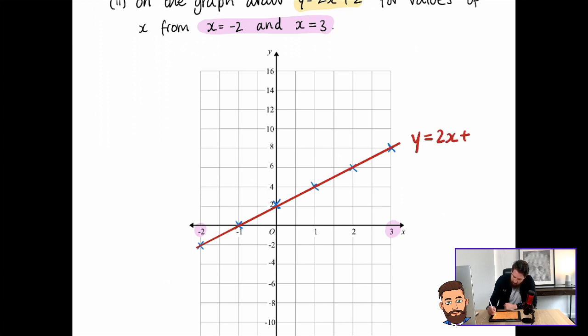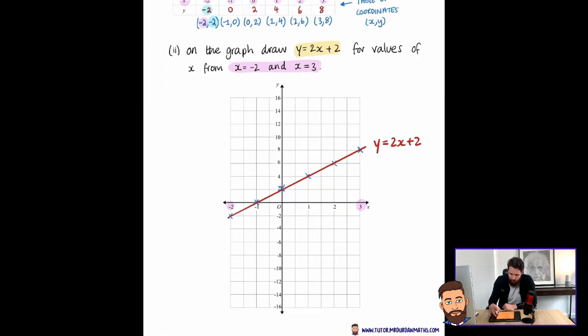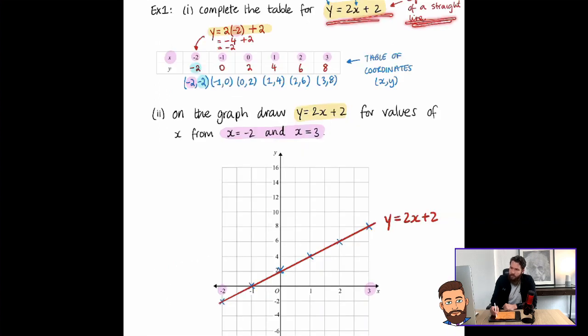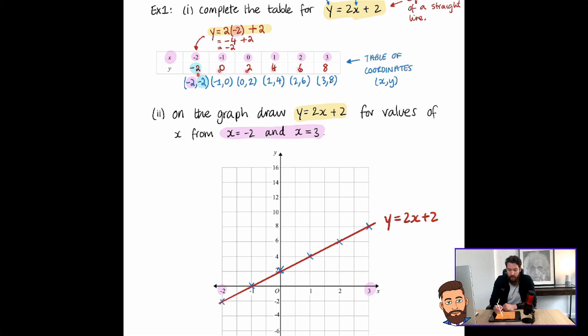2x plus 2. So what have we done there? If we just zoom out and sort of look at the whole page, what we've done is we've taken an equation of a straight line, we've been given a table of coordinates where we had to fill in the y coordinates given the equation, so we've used a bit of substitution.